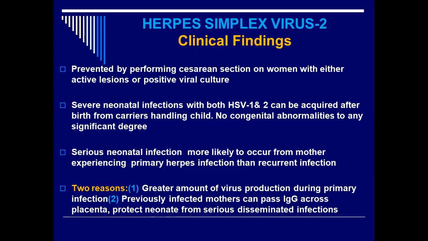There are two reasons for that. Number one, a greater amount of virus is produced during the primary infection, and that amount is not available in the secondary recurrent infection. And secondly, the previously infected mother has IgGs that cross the placenta and protect the neonate from serious disseminated infection. So these are the two reasons why recurrent lesions or recurrent infections are not that dangerous for the newly born baby.